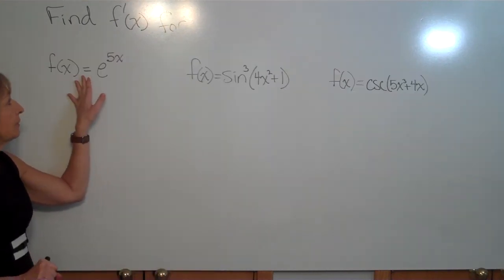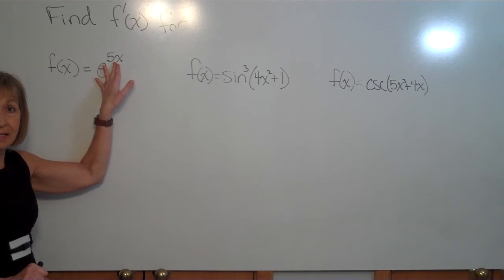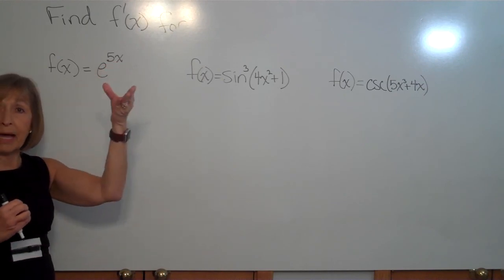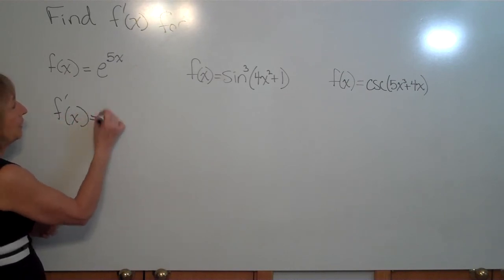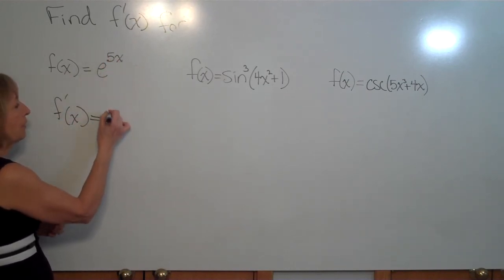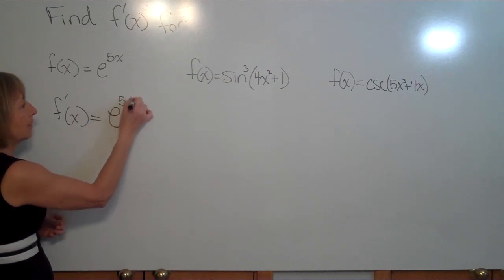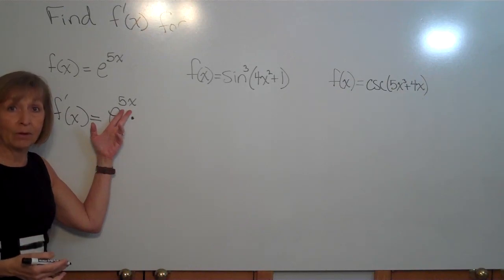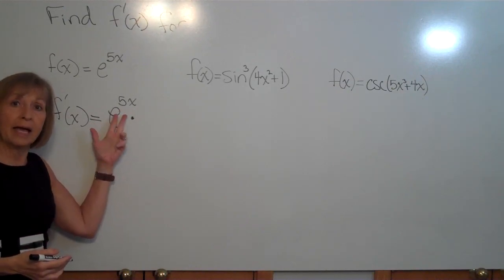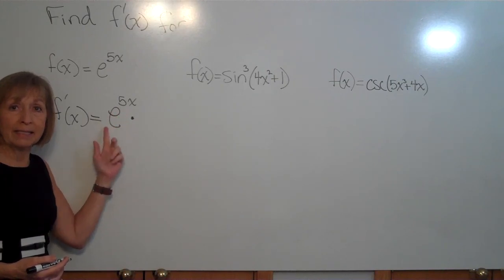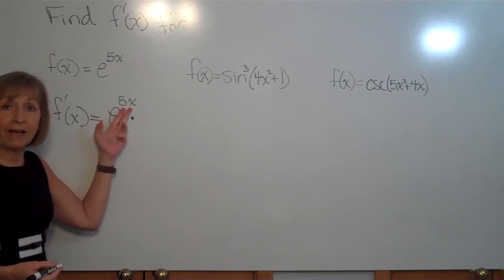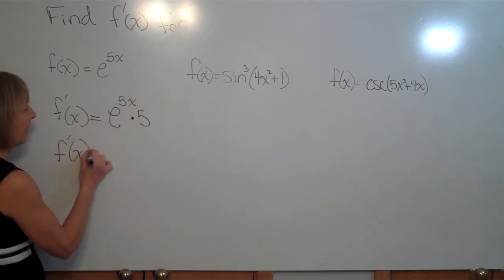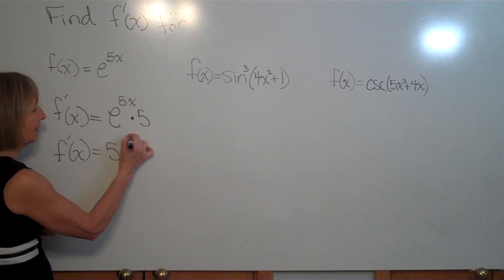f of x is equal to e to the 5x. So remember, with the exponential function, e to a power's derivative is e to the power. But then I need to multiply by the derivative of the power when it's a number times a letter expression in the exponent, and my base is e. So the derivative of 5x is 5. So this derivative comes out to be 5e to the 5x.